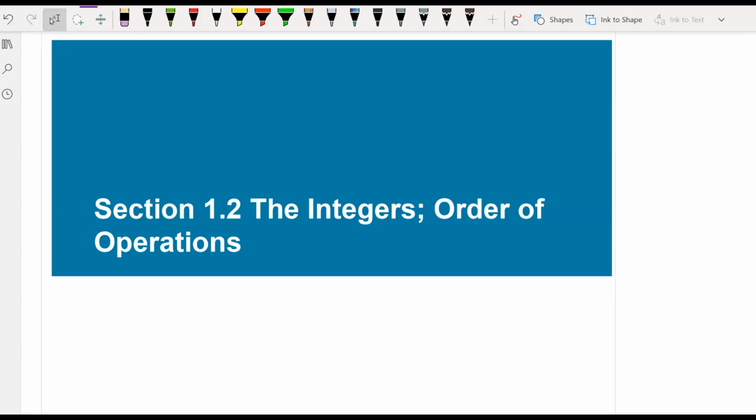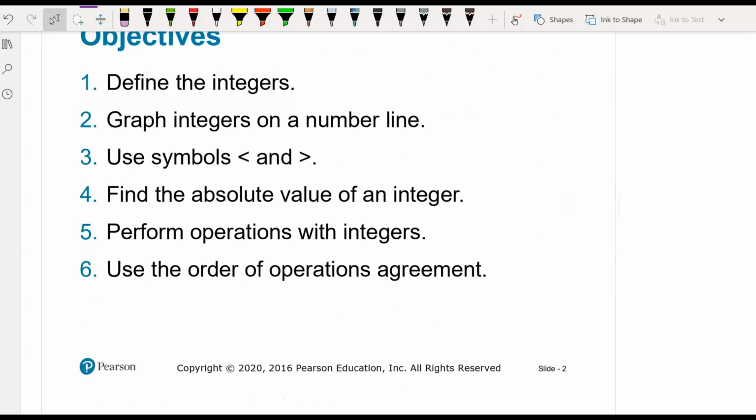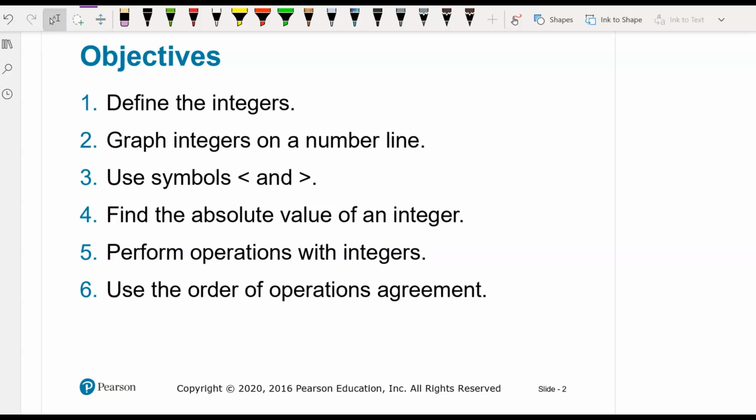Welcome back. This is 1.2, integers and order of operations. So we'll be looking at integers, graphing on a number line, using greater than, less than, finding absolute value, performing operations, and using order of operations agreements.